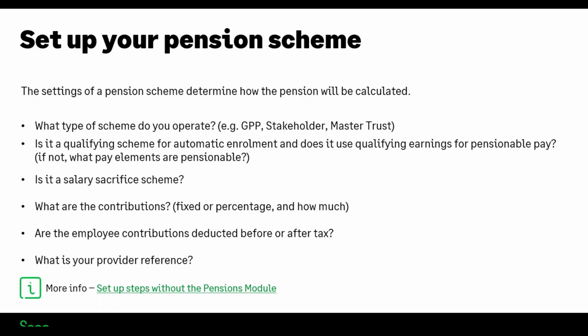So what type of scheme do you operate? For example, GPP or stakeholder? Is it a qualifying scheme for automatic enrolment? And does it use qualifying earnings for pensionable pay? And if not, what pay elements are going to be pensionable? Is it a salary sacrifice scheme? What are your contributions? So are they fixed or a percentage? And how much? Are the employee contributions deducted before or after tax? And what is your provider reference? So that's the information that you'll need to know to set it up.